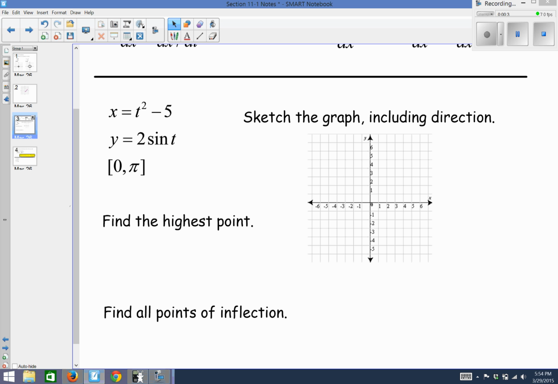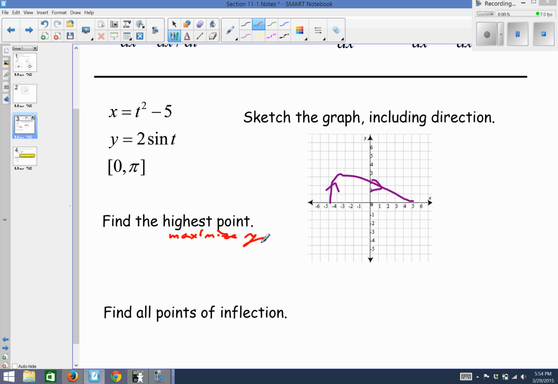So it's coming up kind of like this, and it's going this way. And it's nothing fancy, again, it's just a sketch. But to find the highest point, what we're really saying here is we want to maximize y. Well, to maximize y, that means we're looking at dy dt.